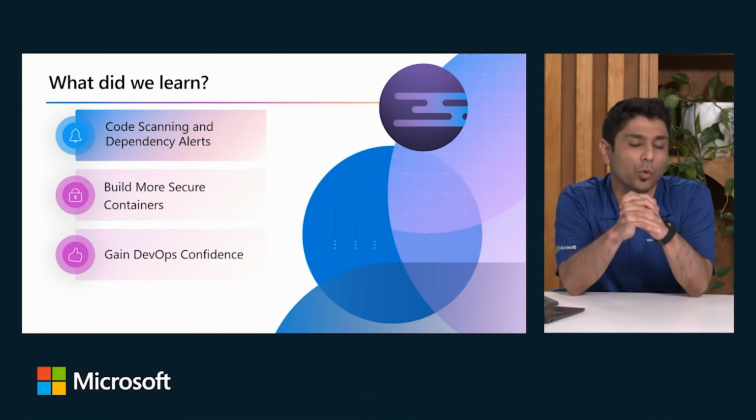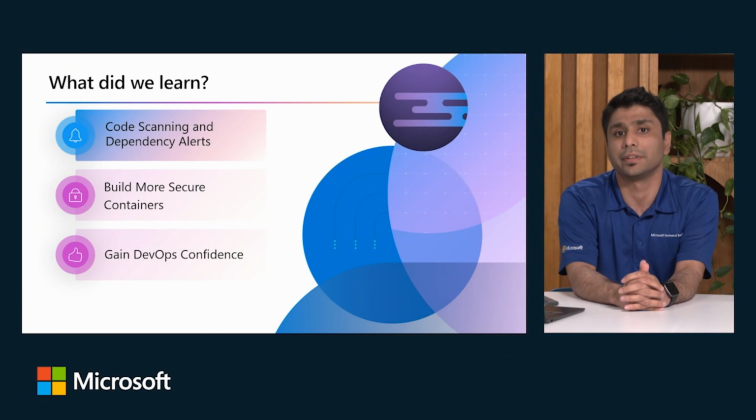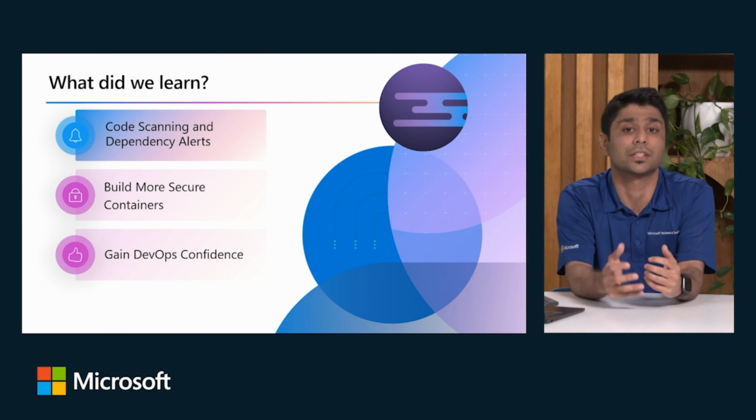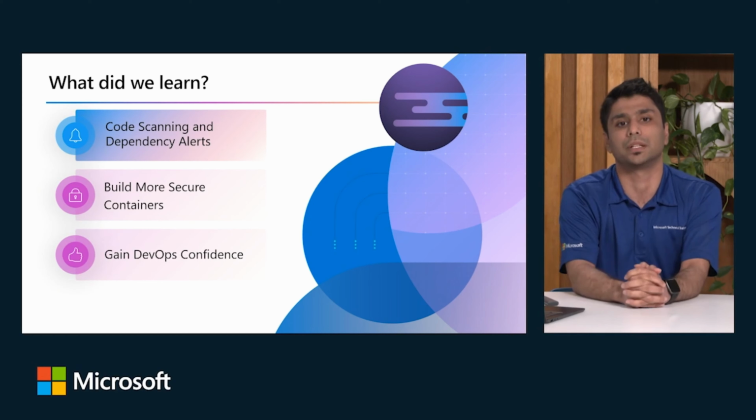Now, a quick recap on what we've learned. We've learned about code scanning and dependency alerts. We learned how we can build more using secure containers. And finally, we learned how we can gain DevOps confidence for our entire team and ensure everyone is confident in the quality that we've built.